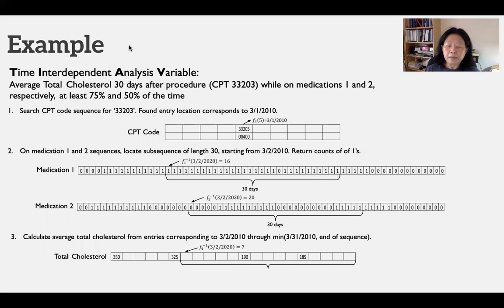Since the compliance requirements of 75% and 50% are met, we move to obtain the cholesterol values. Using the inverse of time function F4, we locate the 30-day interval in the lab data block. Since the state function G4 is just the identity function, no additional mapping is necessary. We obtain the average cholesterol using the mean function.